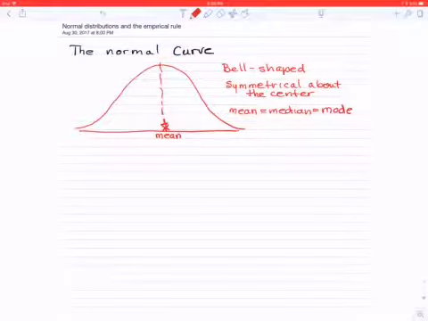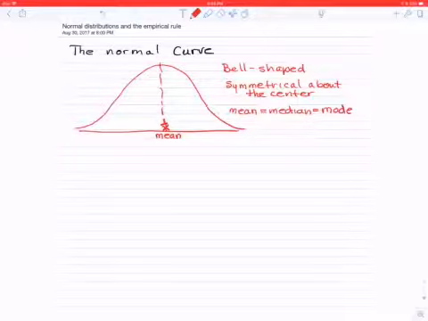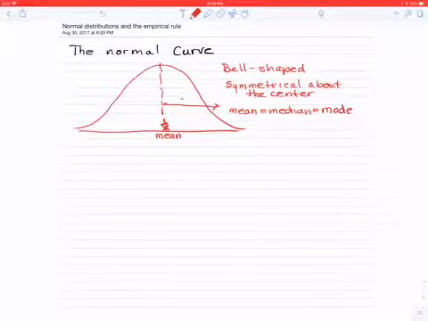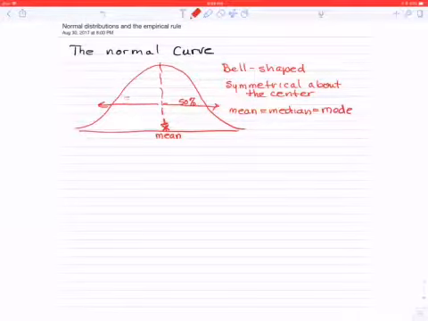And one thing that we know about data that's normally distributed, since it's symmetrical about the mean, is that 50% of our data are going to be above the mean, and 50% of the data will be below the mean.